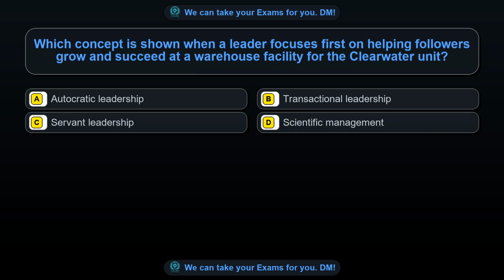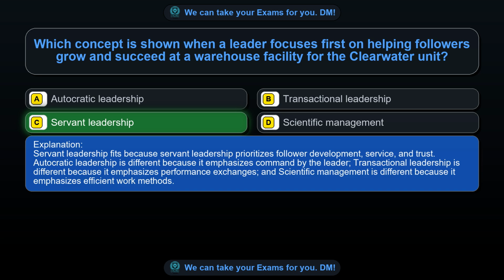Question 88. Which concept is shown when a leader focuses first on helping followers grow and succeed at a warehouse facility for the Clearwater unit? Option A, autocratic leadership. Option B, transactional leadership. Option C, servant leadership. Option D, scientific management. The correct answer is option C, servant leadership.